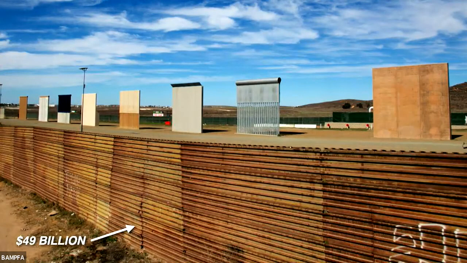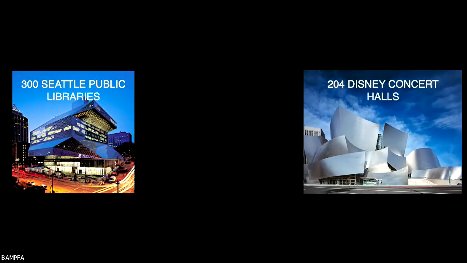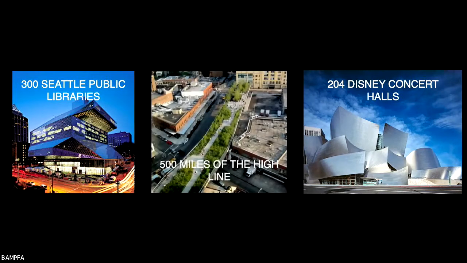So that $49 billion is that which is underway already, under a law called the 2006 Secure Fence Act. It's not considering the 70 billion that was proposed by the previous regime leader for that wall, which did not get constructed. But I'd like to think about that question, what $49 billion could buy. Just to give you an example, it could buy 300 Seattle public libraries, or 204 Disney concert halls, or 500 miles of the High Line, if you're familiar with that linear park in Manhattan. And so imagine that kind of investment taking place along the US-Mexico border instead of the construction of a steel and concrete wall.